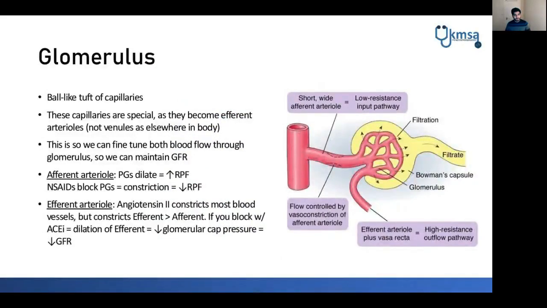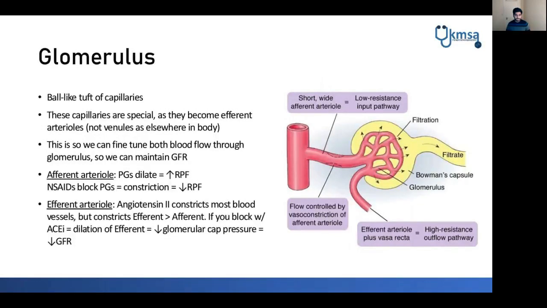So let's start by looking through the glomerulus, the vascular section first. This is really where all the business happens in the kidney. It's special in that it's one of the only places in the body where the capillaries don't turn into venules after the blood flows through them. It exits as another arteriole. The reason for this is that we have tight control of both arterioles, so we can closely monitor and change our GFR.